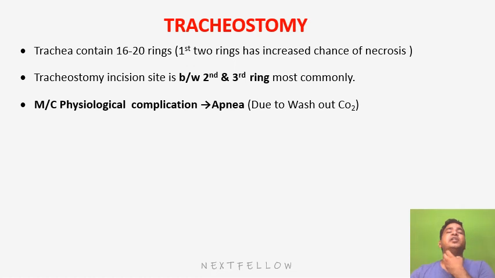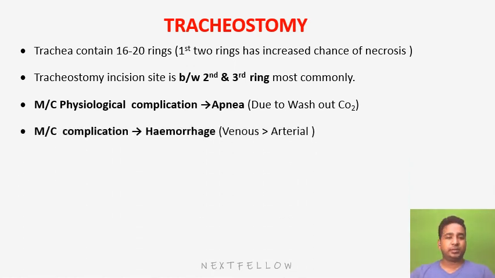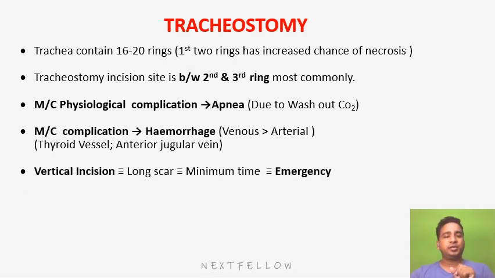Obviously, while doing the tracheostomy, we first encounter the anterior jugular vein. And then we encounter the thyroid veins, mostly the inferior thyroid vein, because the thyroid lobes lie over the trachea. The mid part of the thyroid gland, that is the median lobe, rests over the trachea, and the other parts of the gland lie on both sides of the trachea. So the thyroid vessels are in close proximity to the trachea, and they also have a chance to get injured. So the most common complication is hemorrhage. The most common cause is venous as compared to arterial, and the vessels involved are the thyroid vessels and anterior jugular vessels.